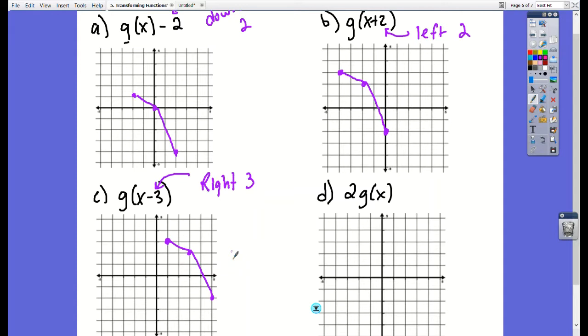So notice that all three of these graphs look the same, right? They are just shifts of each other. It's just that exact same graph, you're picking it up and moving it around. It's once we add something on the outside like this that it changes.